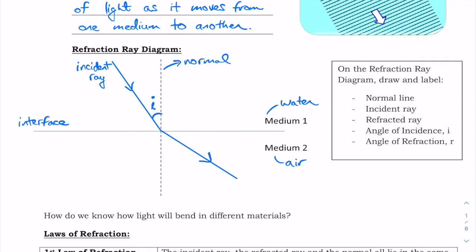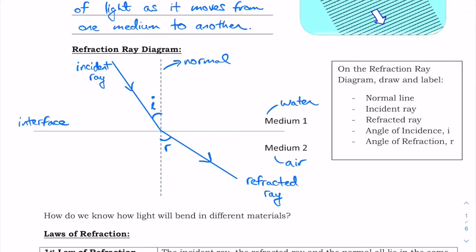Okay, and the ray that comes out on the other side, this is the refracted ray. And we'll indicate the angle with an R. Once again, we always measure the angle with respect to the normal. So this is refraction in a nutshell.